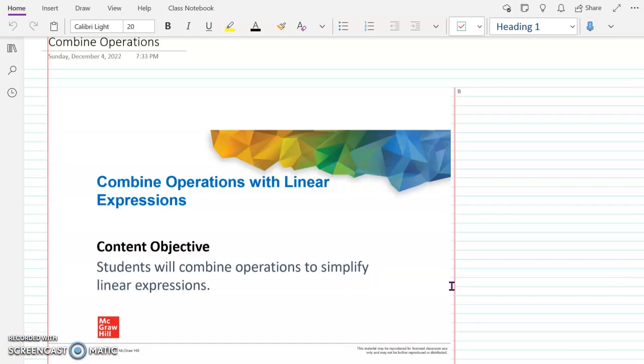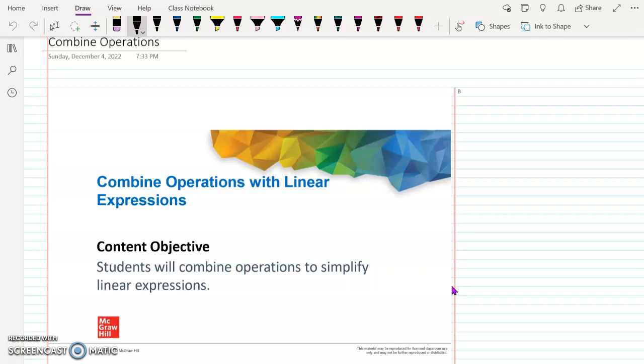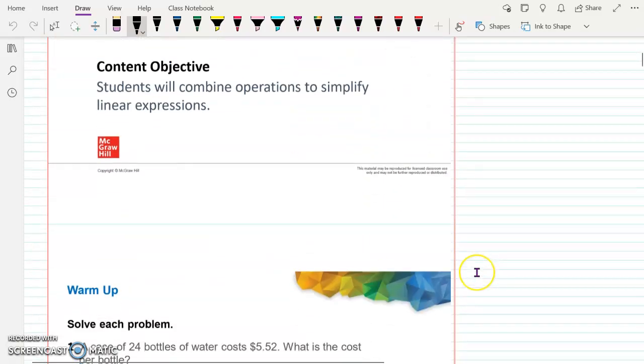Boyd, and in today's lesson we're going to look at combining operations with linear expressions. So in other words, we're going to look at using the distributive property and combining the like terms all in one. We may also find some expressions where we need to add and subtract. So let's go ahead and get started. In today's lesson, your objective is you will be able to combine operations to simplify linear expressions.